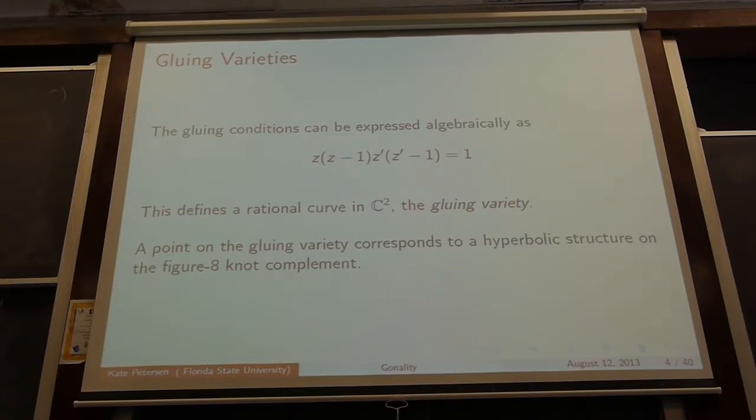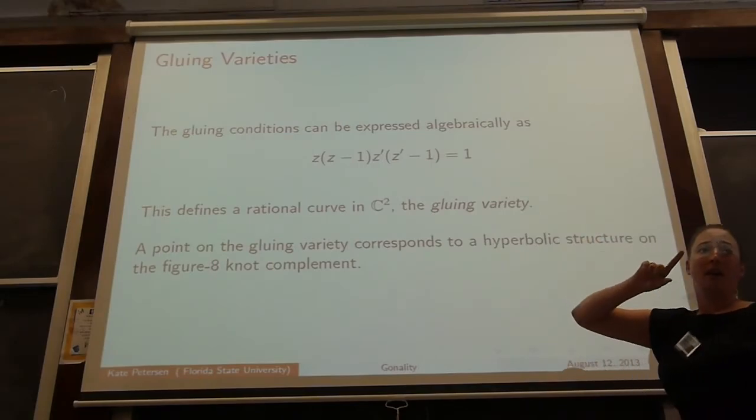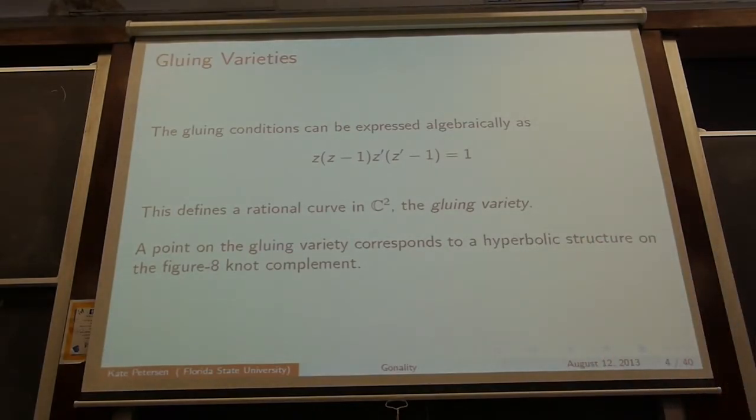Yeah? Why would you call a solution set to that curve? This is a curve, oh, thanks. So, the z's are complex numbers, because I can move them all around the boundary of the hyperbolic 3 space, which looks like C union infinity. So they're both complex numbers.